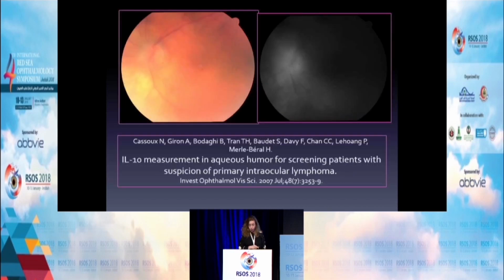This is another important case in the management of intraocular lymphoma. Even though the gold standard remains the vitreous biopsy, interleukin-10 measurements in aqueous humor are very useful for screening patients with suspicion of primary intraocular lymphoma and also for evaluating the response to treatment.